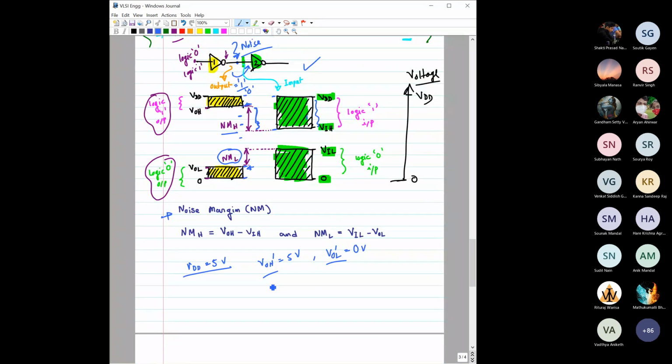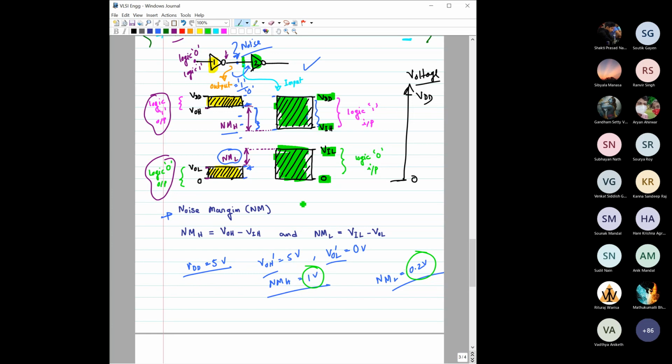And say from here we have calculated noise margin high, and that comes out to be 1 volt, which is good. But suppose your design is such that the noise margin low is only 0.2 volts. That is not intended or expected, because for the noise margin high side, you have kept a sufficient margin of 1 volt, whereas for the noise margin low, you have kept only 0.2 volt as a margin.